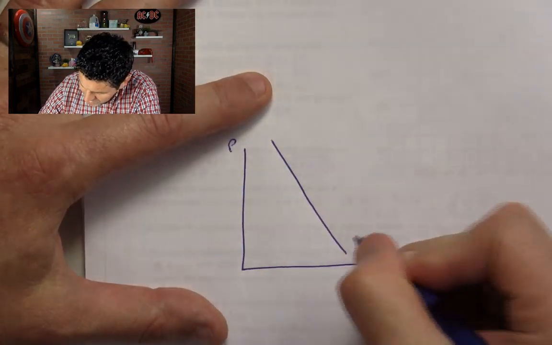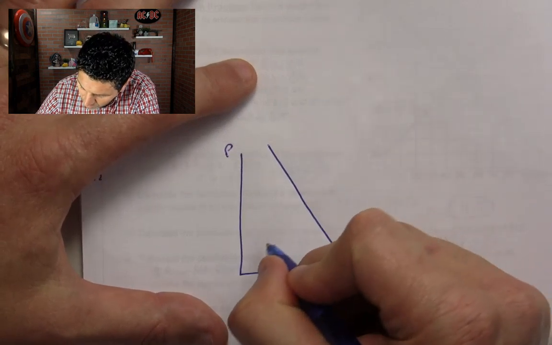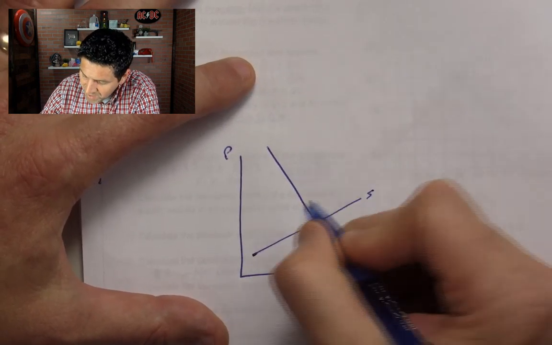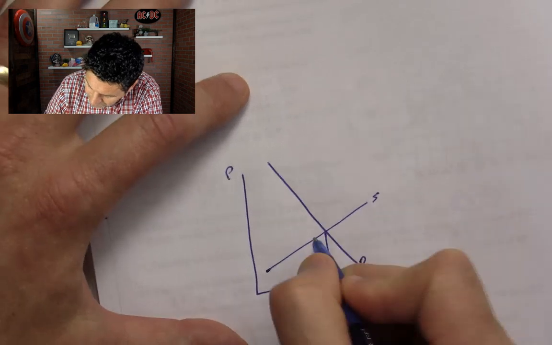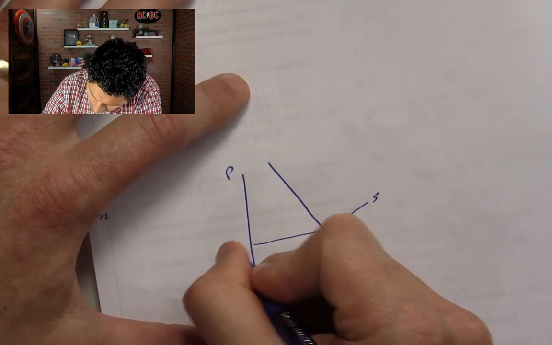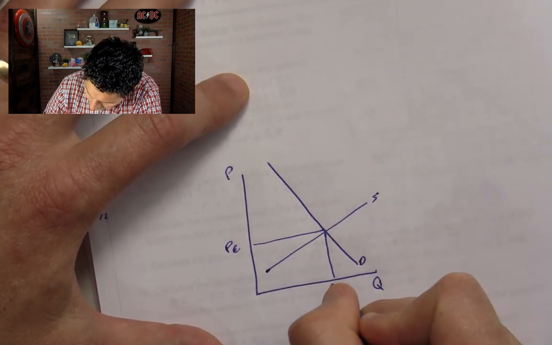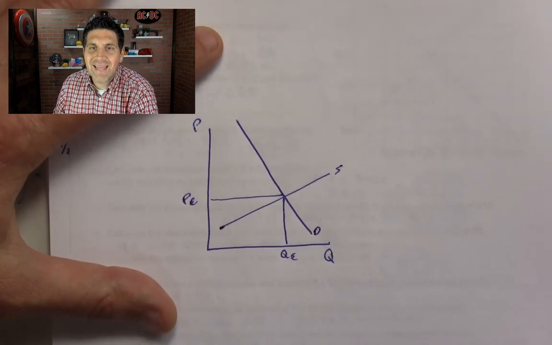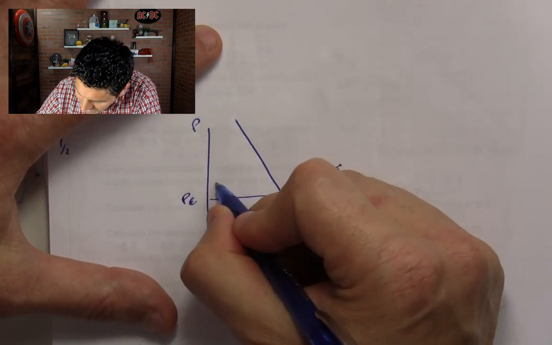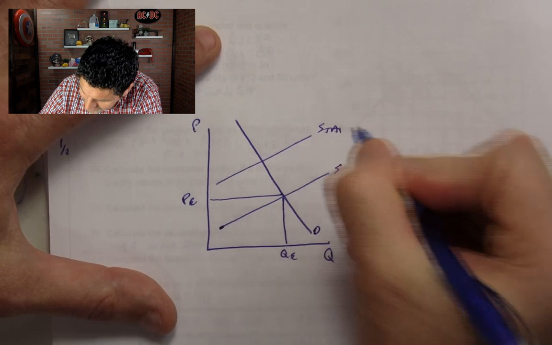So let's do this. Let's make a demand curve that's more steep and a supply curve that's more flat. Here's the old equilibrium price at equilibrium, quantity equilibrium, and then I'm going to add in a tax. So stay with me here. Let's put it nice and high. Here's a tax. There it is.